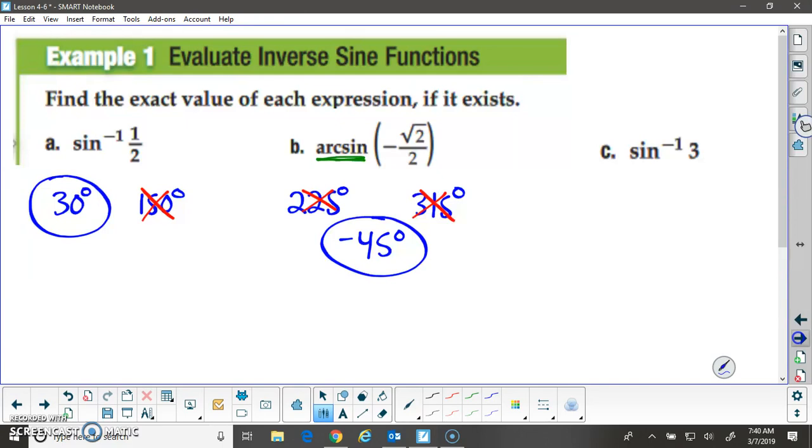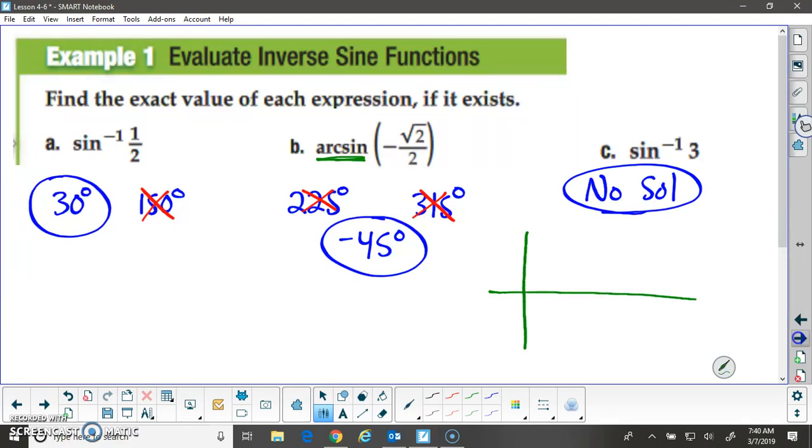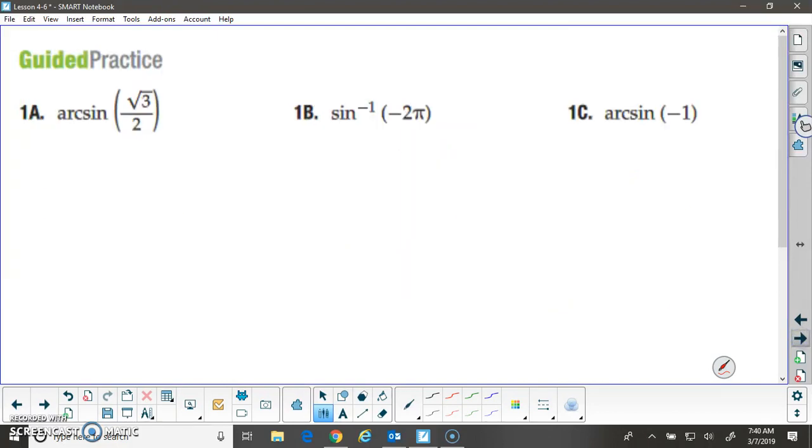Part C says sine inverse of 3, and the answer to this is no solution. Reason being is because a sine wave, if you think about it graphically, looks something like this. And if I put a horizontal line at 3, that red line will never touch the blue line. So anytime you do sine inverse, it always has to be in between 1 and negative 1. Otherwise, there's no solution. And 3 is obviously bigger than 1.